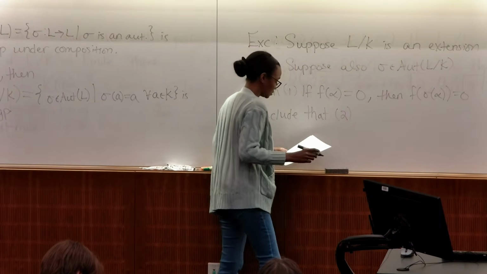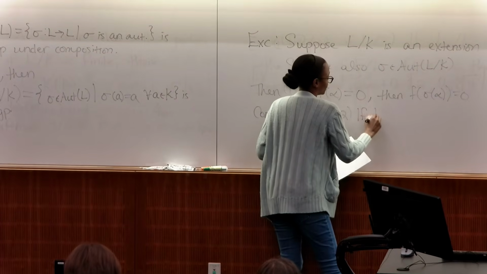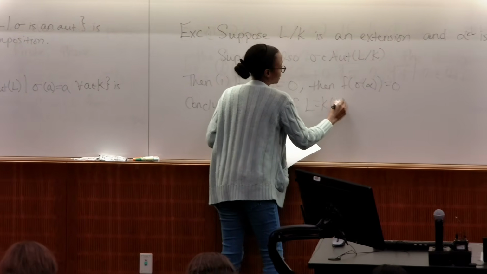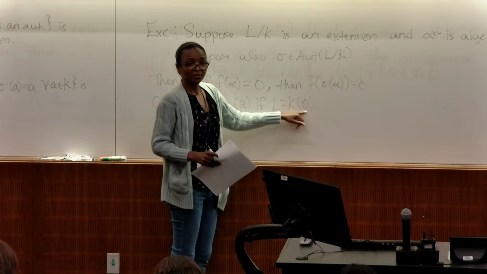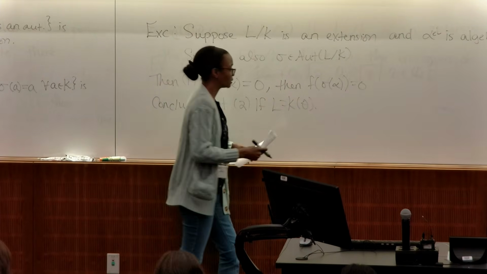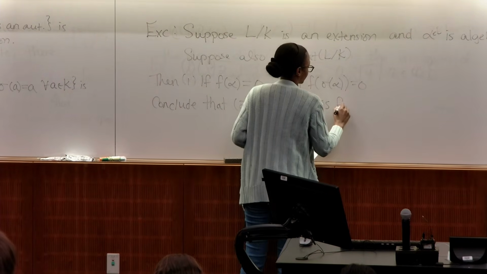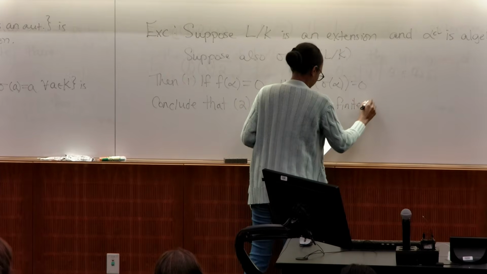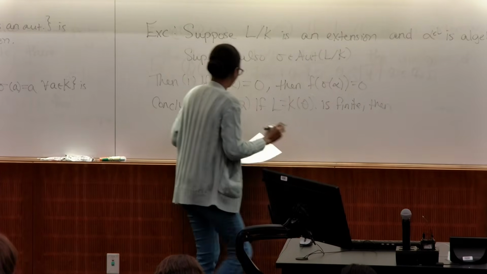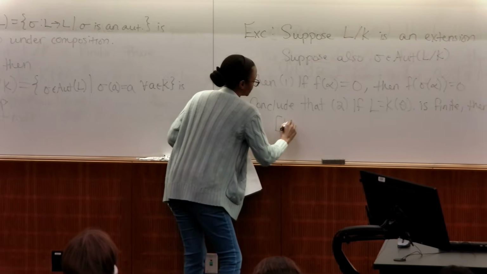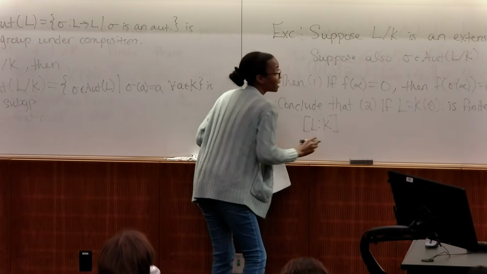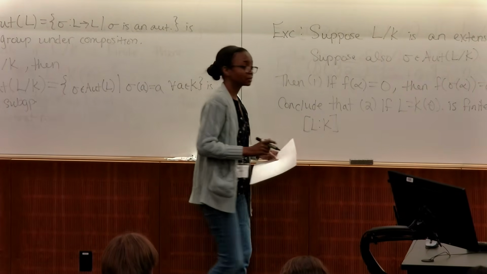And once you've established this fact, if you have a finite extension, and let's just go ahead and give ourselves what we call a primitive element, then this gives us a bound on the number of automorphisms of L that can fix K.